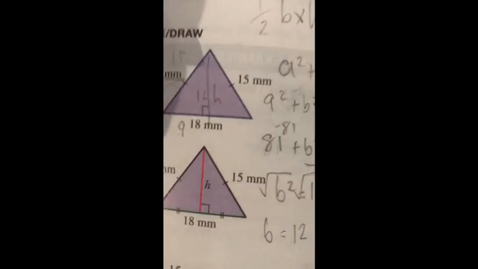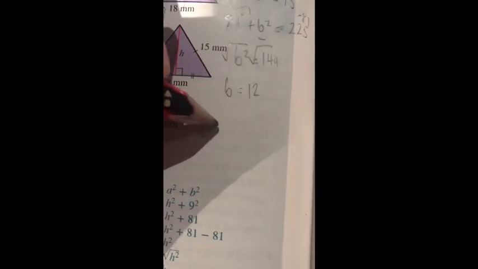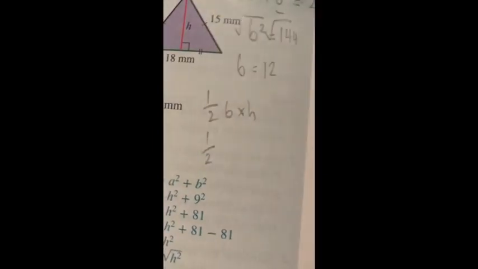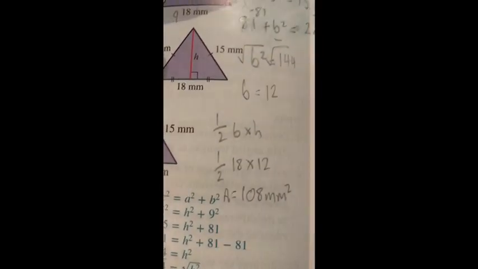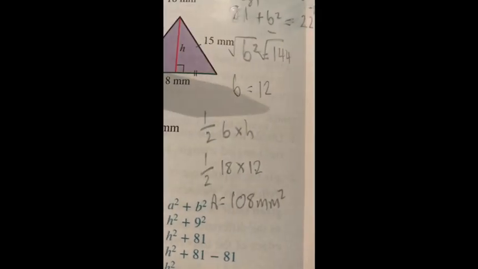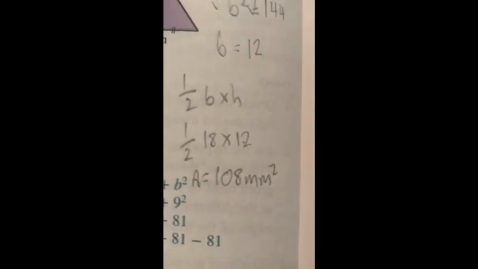So we now know the height of our triangle over here is 12 millimetres. Knowing that, we can now work out the area. Half base times height. So half, our base is 18 for this whole triangle, and our height is 12. Solving that gives us an area of 108 millimetres squared. So all I did there was I put into the calculator 18 times 12 divided by 2, and that gave me 108 millimetres squared.